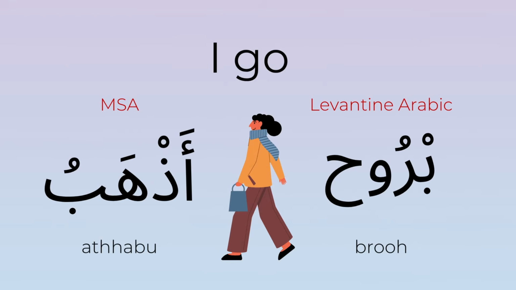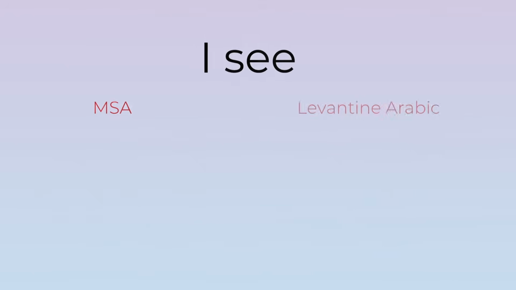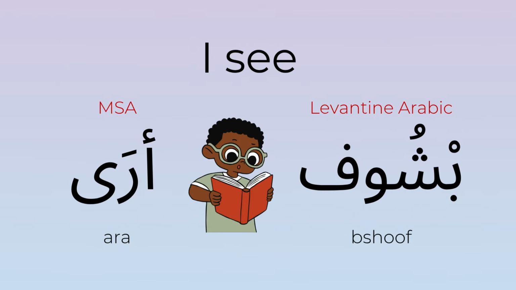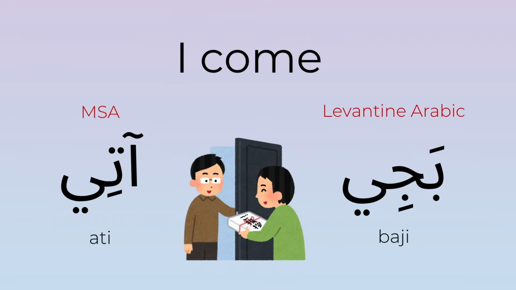Our next verb is I go. In MSA, this is adhabu. In Levantine Arabic, you will hear بروح. adhabu versus بروح. I see. In MSA, we say أرى. In Levantine Arabic, we say بشوف. أرى versus بشوف. Our next verb is I come. In MSA, we say آتي, but in Levantine Arabic, we say باجي. آتي versus باجي.